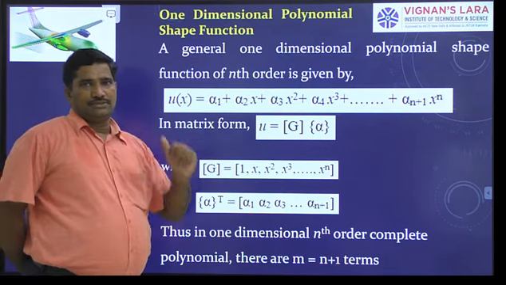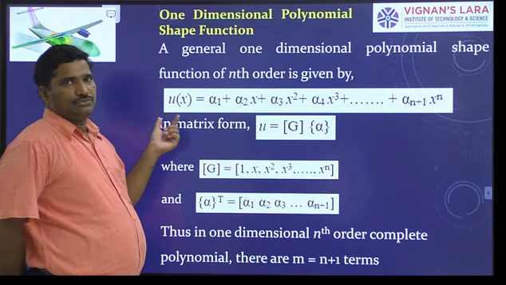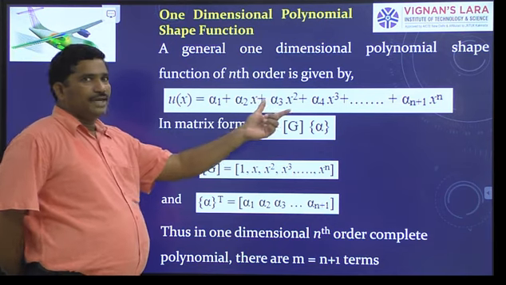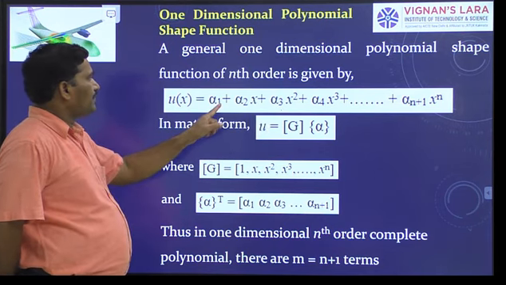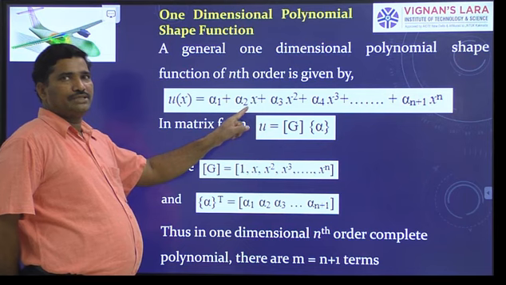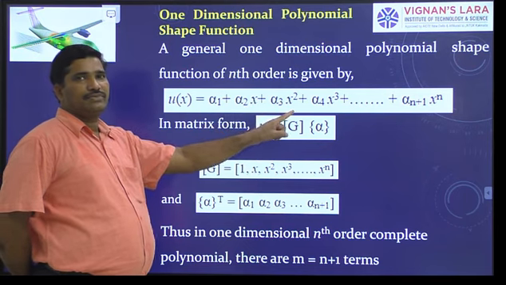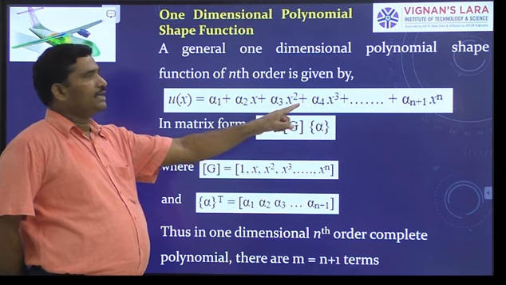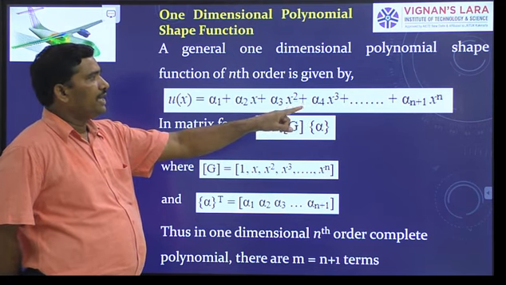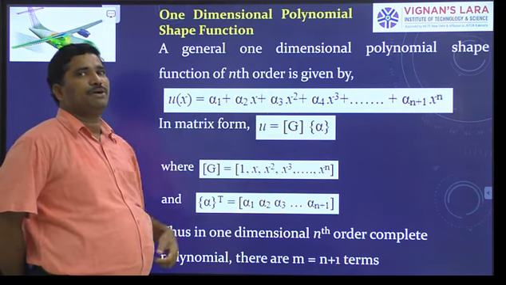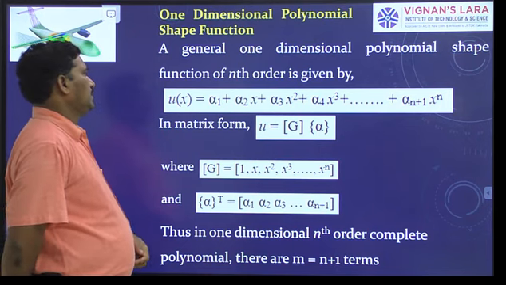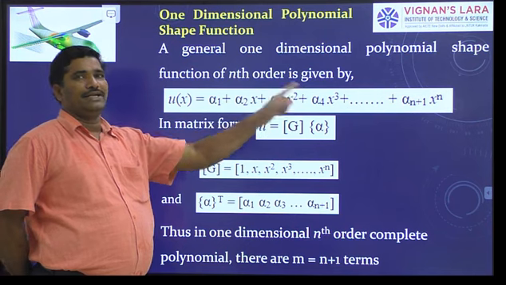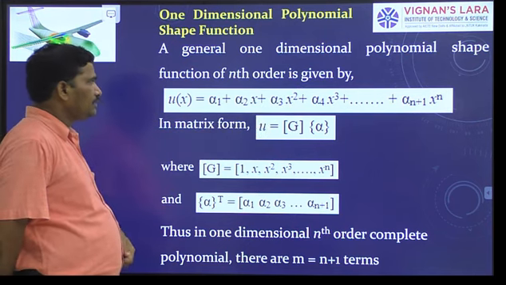observe this function. We have a function here, u, of variable x. It is written as alpha 1 plus alpha 2x plus alpha 3x square plus alpha 4x cube and so on and so forth. It ends with alpha n plus 1 into x power n. This is a polynomial of order n, right?